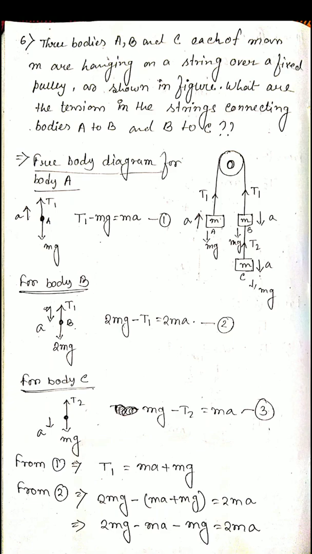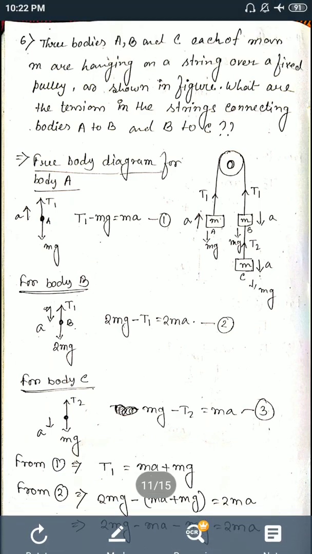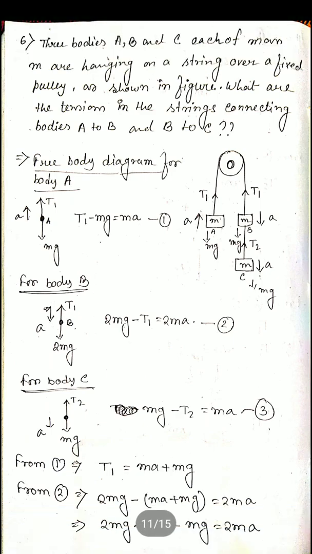So first, for block A, T1 force is in the upward direction, its weight mg is in the downward direction, so T1 minus mg equals m into a. For B, because here two blocks are attached, B also pulls the C block, so the mass is 2m. That's why we write 2mg in the downward direction, T1 upward. T1 is less than 2mg because the mass is more, so 2mg minus T1, with acceleration in the downward direction, equals 2 into m into a.